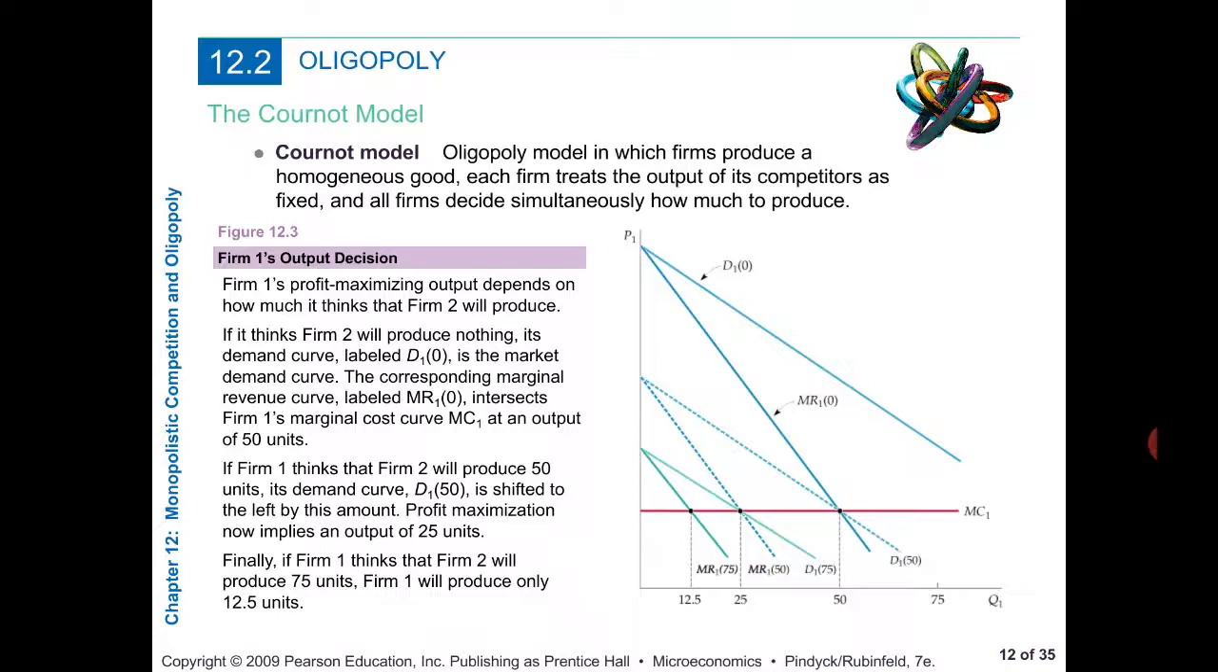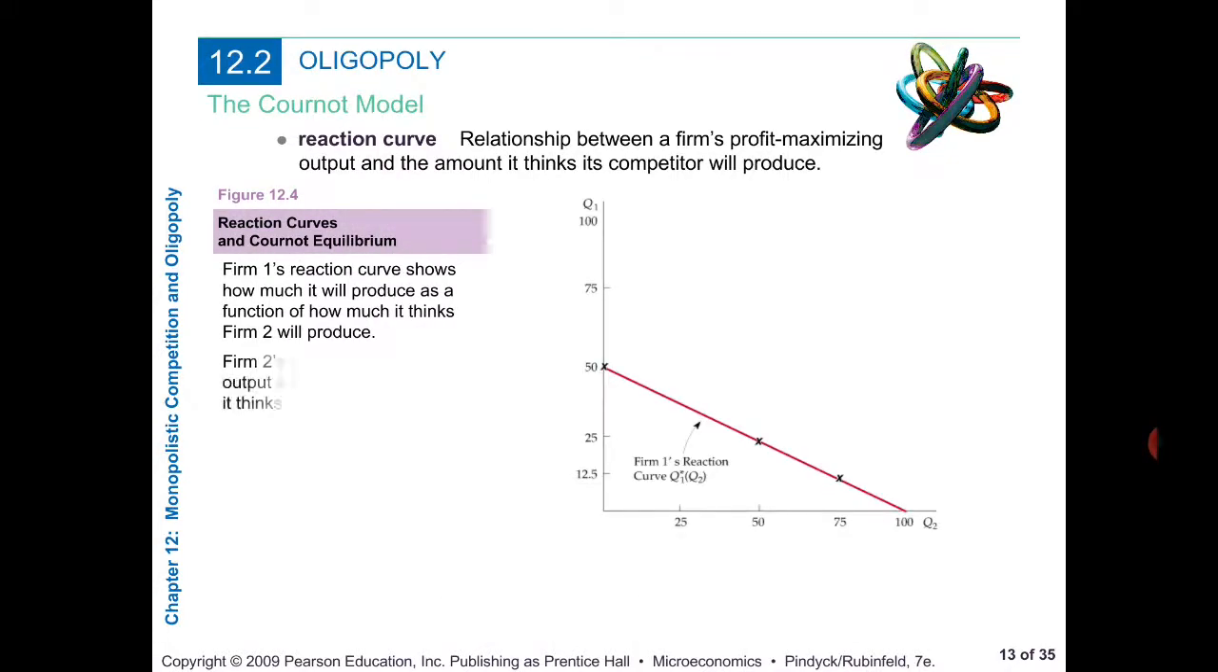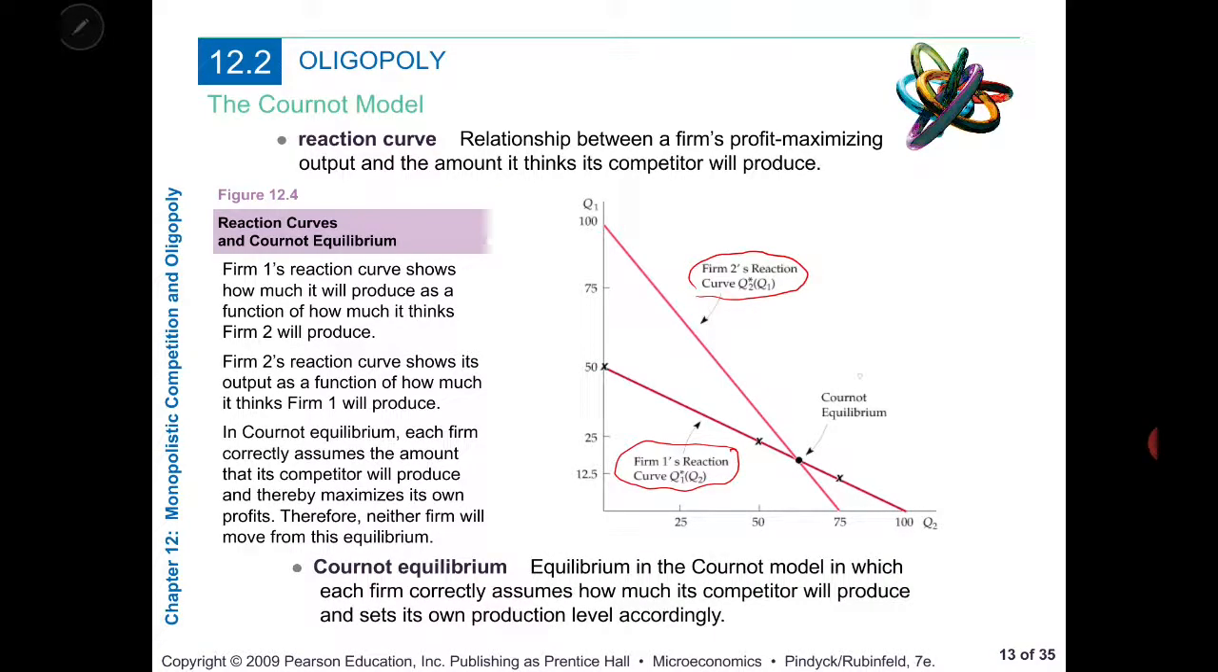We have seen that these combinations, or these quantities that firm 1 decides upon, can be drawn into a reaction curve. As you can see just now, the points that we obtained, we can plot them on a linear line, and that is firm 1's reaction curve. We can do the same for firm 2 and develop firm 2's reaction curve. The intersection between the two will be the Cournot equilibrium. This is the intersection.